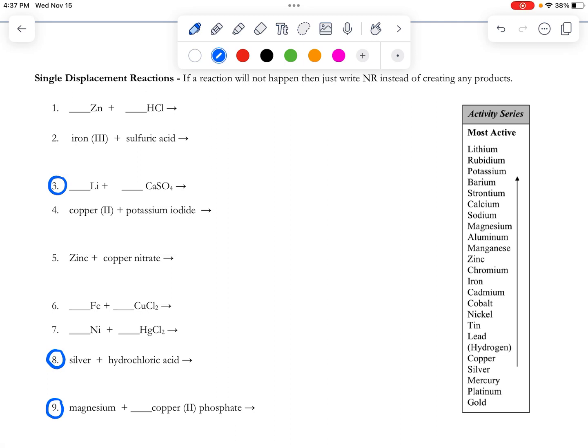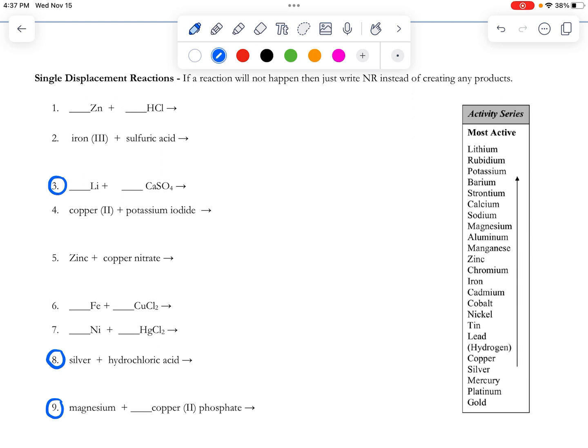All right, guys, this is going to be a quick video for single displacement reaction example problems and double displacement reaction example problems as well. So start off here with question number 3. I'm in the single displacement section of the all reactions worksheet or packet.